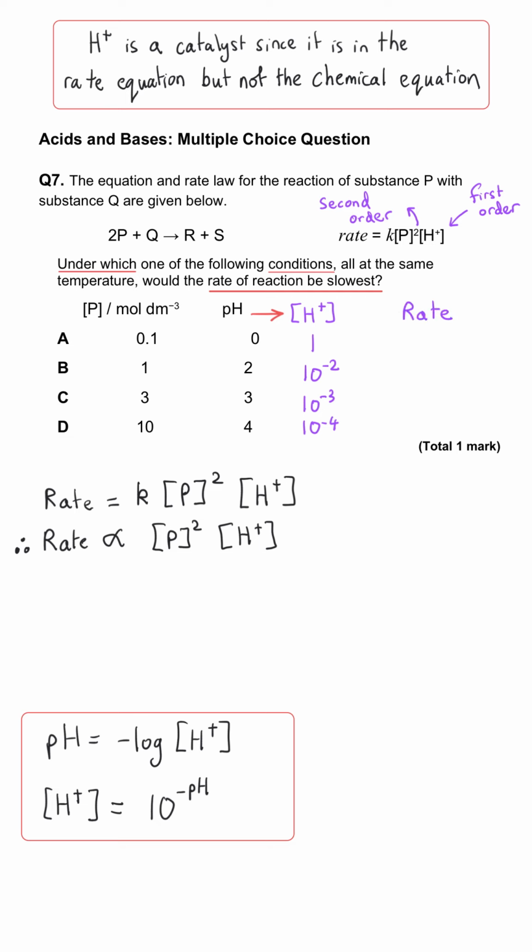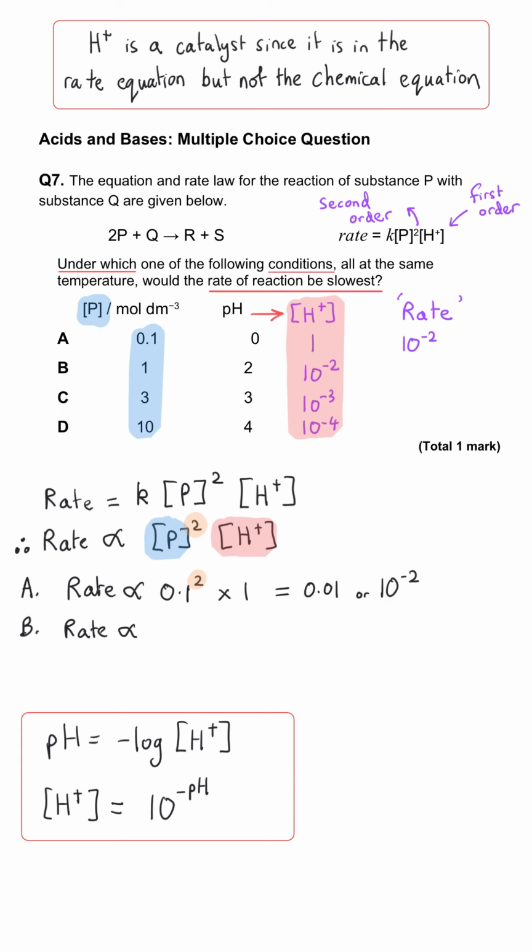And so what we need to do now is find the product of those terms. They won't be equal to the rate, but they will be proportional to the rate. And since we're trying to find out which one of these will be slowest, what we're looking for is the one where the product of these terms is the smallest. And so we need to do for A, 0.1, that's a concentration of P, squared multiplied by 1. And so that gets us 0.01, or 10 to the minus 2. And then for B, we've got 1 squared multiplied by 10 to the minus 2. So that's 10 to the minus 2.